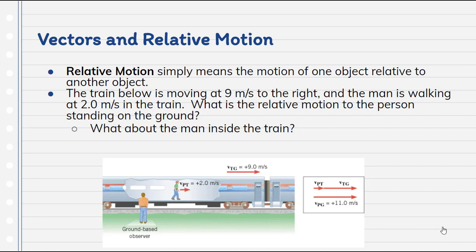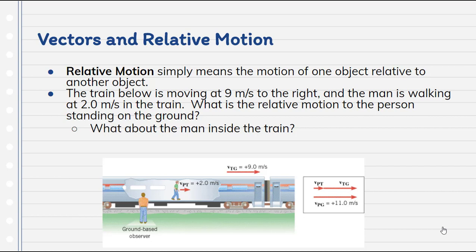The train is moving at 9 meters per second to the right, and the man is walking at 2 meters per second in the train, also to the right. What is the relative motion to the person standing on the ground? Well, if you're the person in the train, it's going to appear that you are walking at 2 meters per second, because you are moving with the train. However, the observer on the outside of the train is going to visualize you moving at 11 meters per second. Those particular vectors of relative motion can be added together.